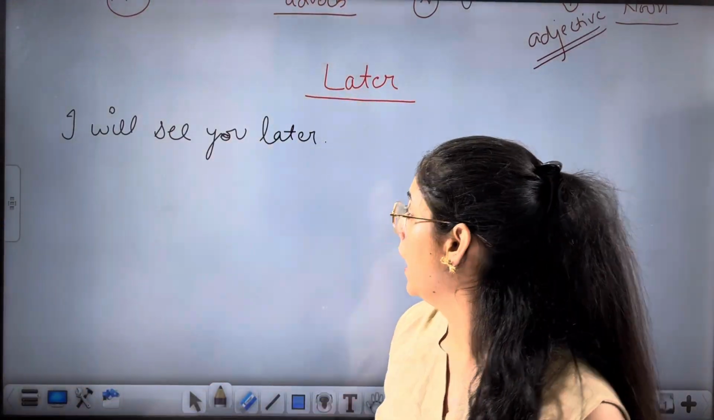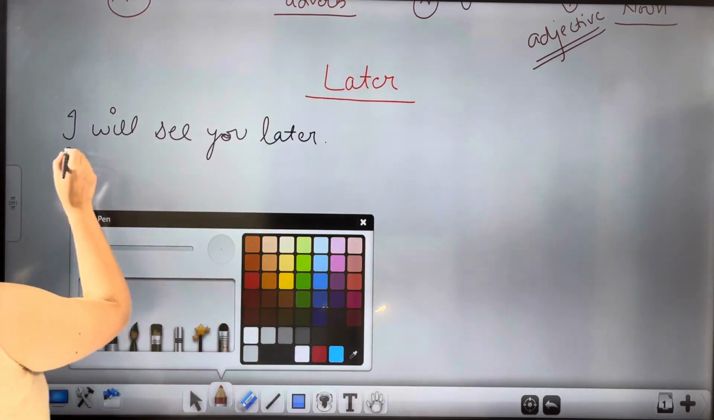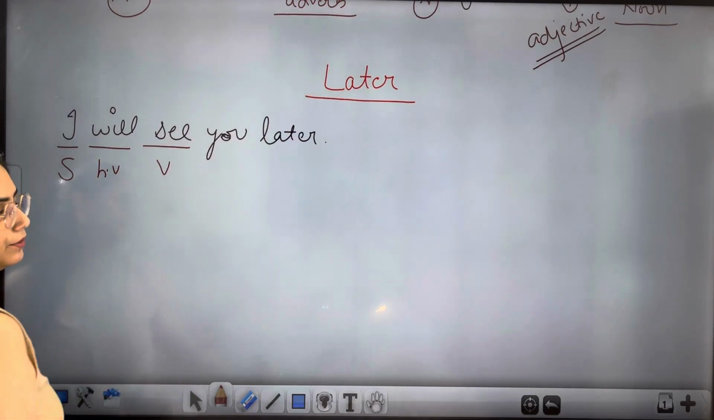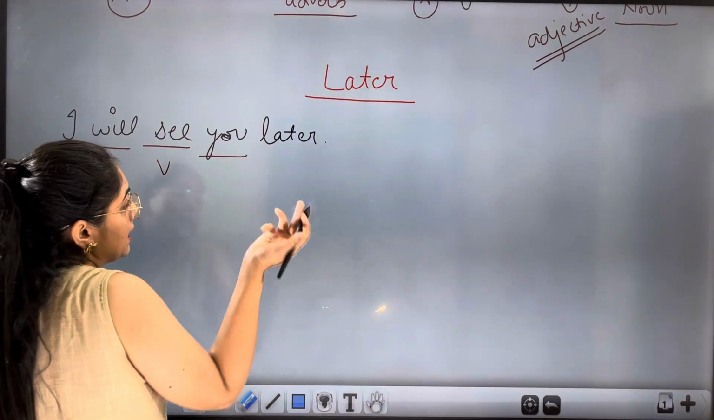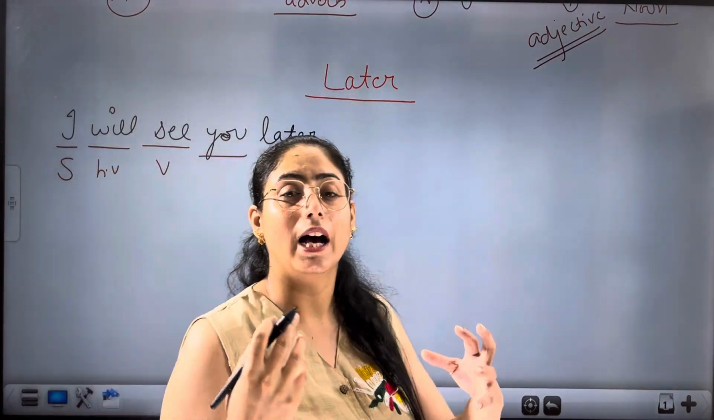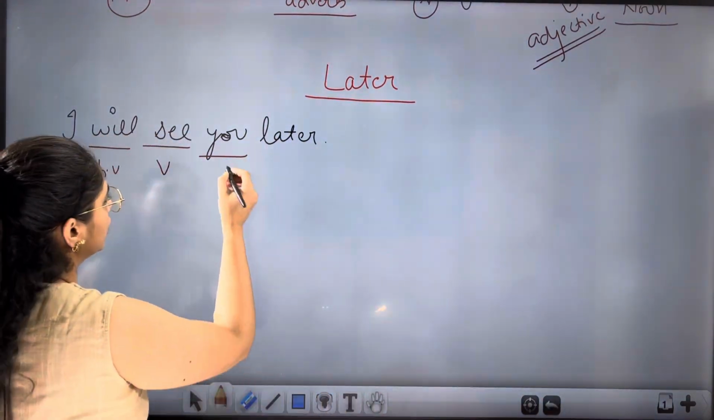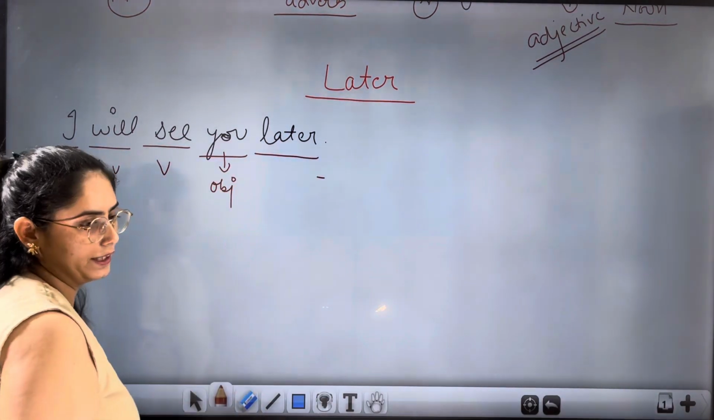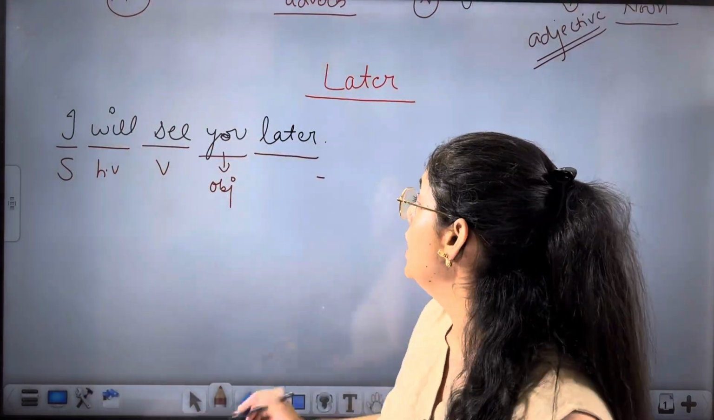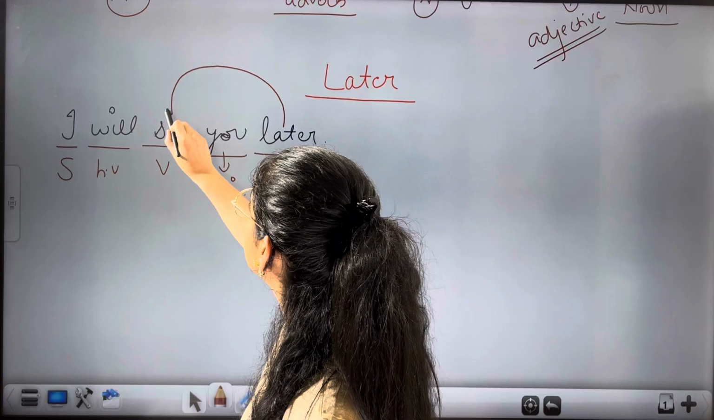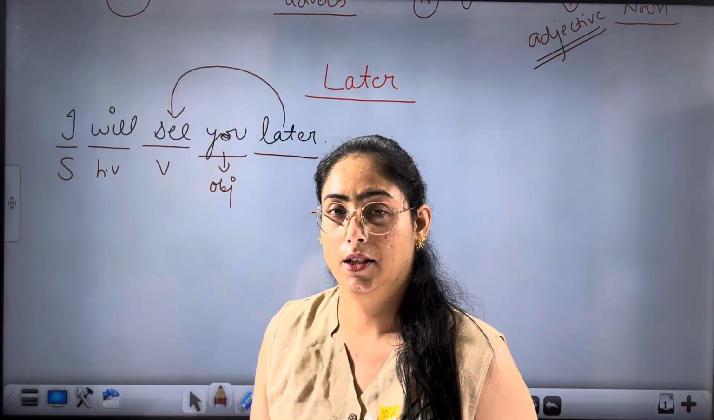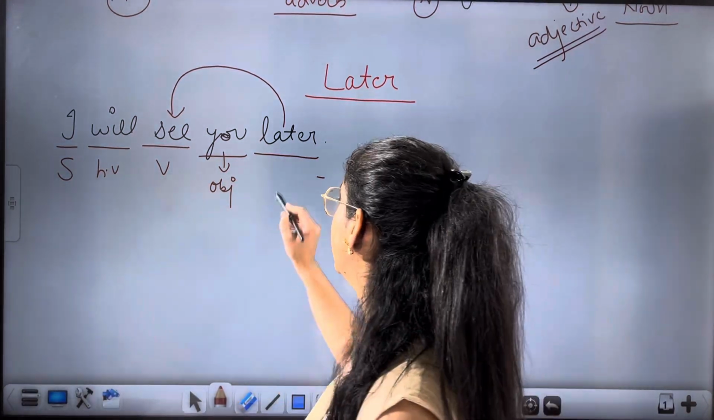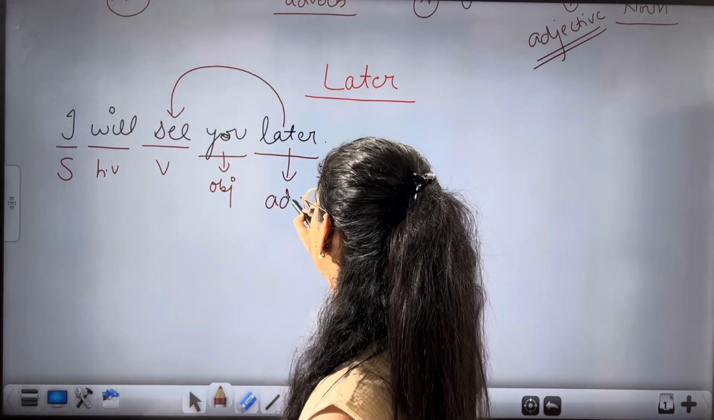Now, I is a subject. Will is again a helping verb. See is the verb. You is the one after the verb, I will see whom, that is an object. So here it is a pronoun as well as the object of the sentence. There is another word, later. Now later is qualifying the verb see. I will see you when? This is defining the time period. I will see you later. Therefore here later is acting as an adverb.